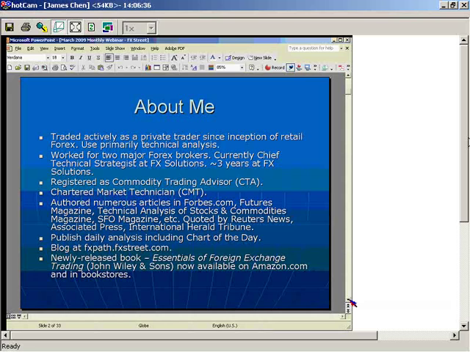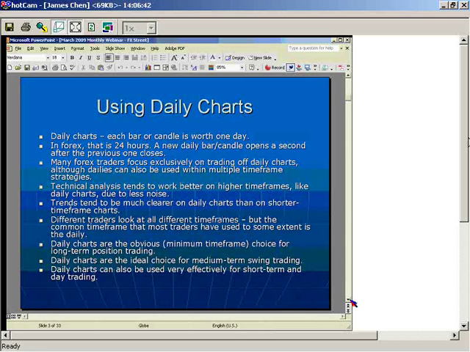Now, just a little bit about using daily charts, just an overview real quick. Daily charts, if you're not familiar with it, I'm sure most of you are if you're regular visitors of fxstreet.com. A daily chart is where each bar or candle represents one day. But this is different from the equities markets or the futures markets because Forex is 24 hours. So, when you have a 24-hour market, each day, a new daily bar or candle opens the second after the previous one closes.